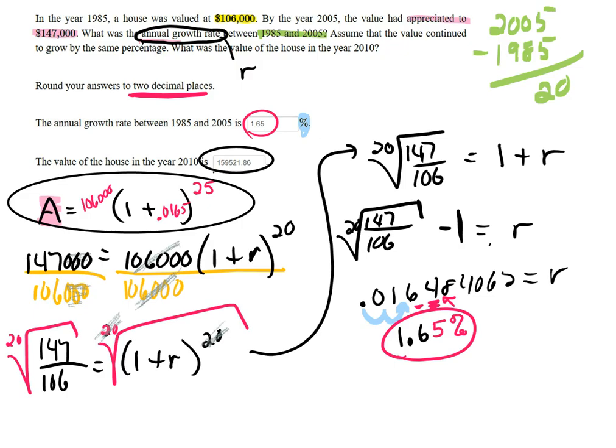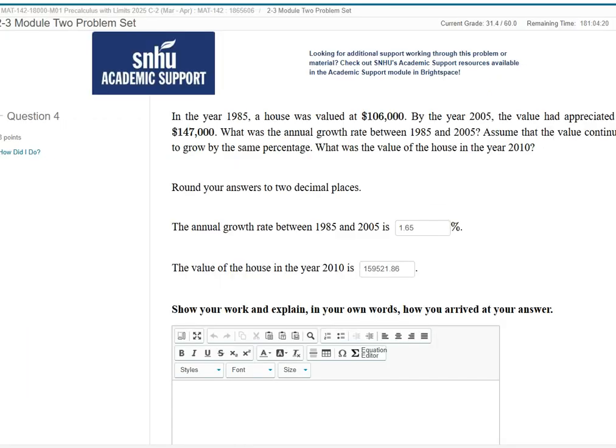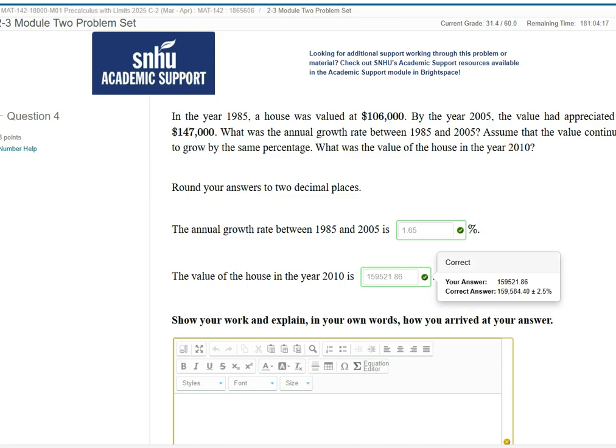Sorry, this is Mobius. In Mobius, when I clicked on, how did I do? Here we go. When I click on this, my answer, they accepted it, but it also says the correct answer can be 159,584.4 plus or minus 2.5%.